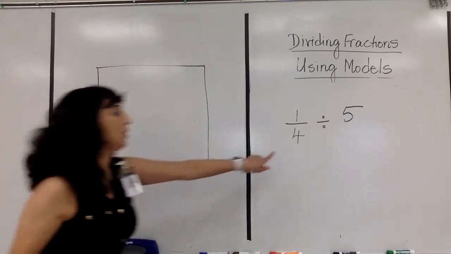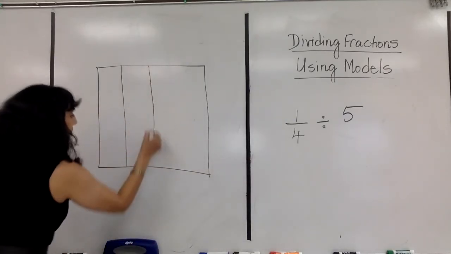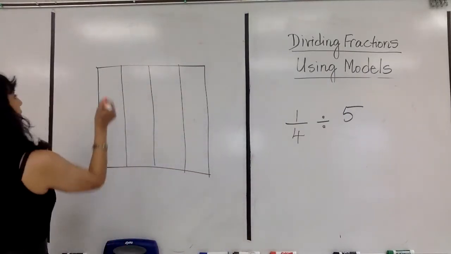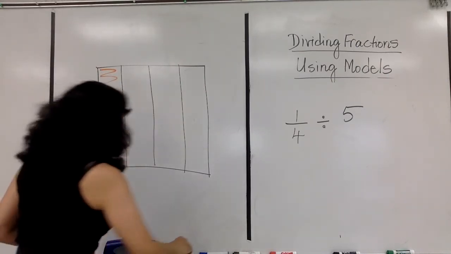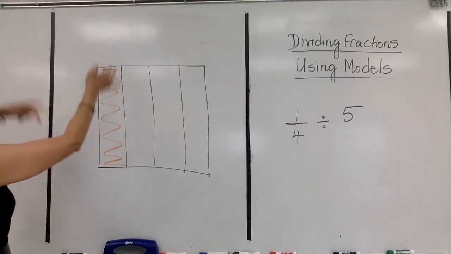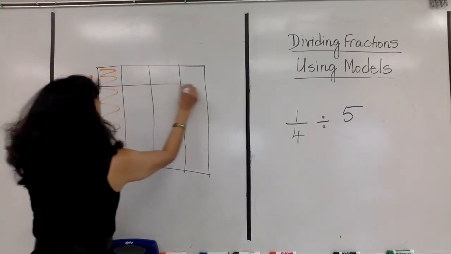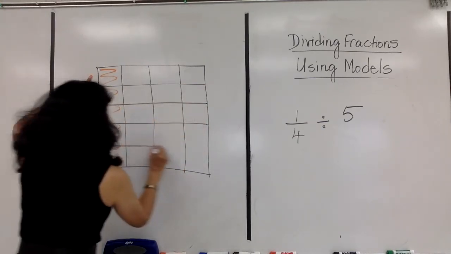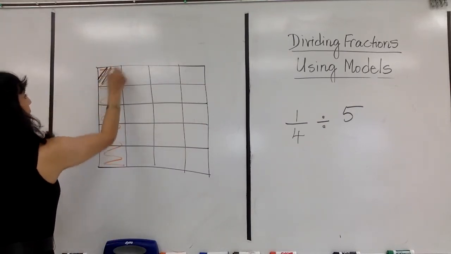Okay, the denominator tells me how many parts to take. So I have 1, 2, 3, 4. I am going to color in 1 out of 4. Okay, now that is being divided into 5 parts. So I'm just going to take this. So I'm just dividing this by 5. 1, 2, 3, 4, 5. So now look how tiny each part became.